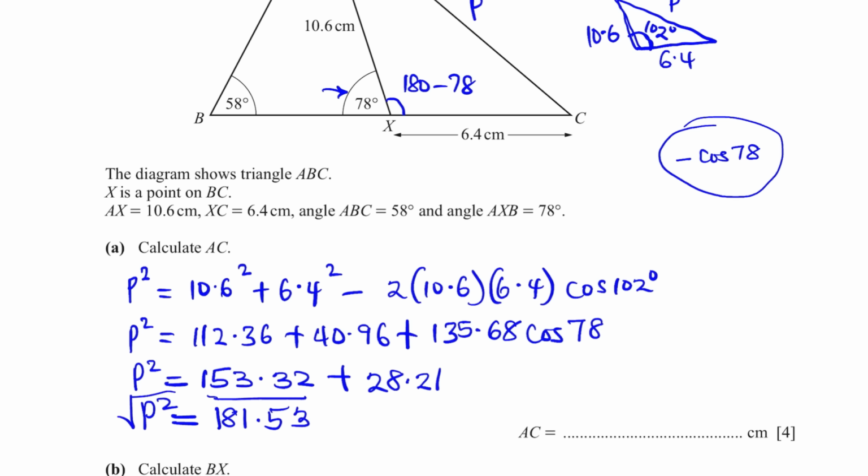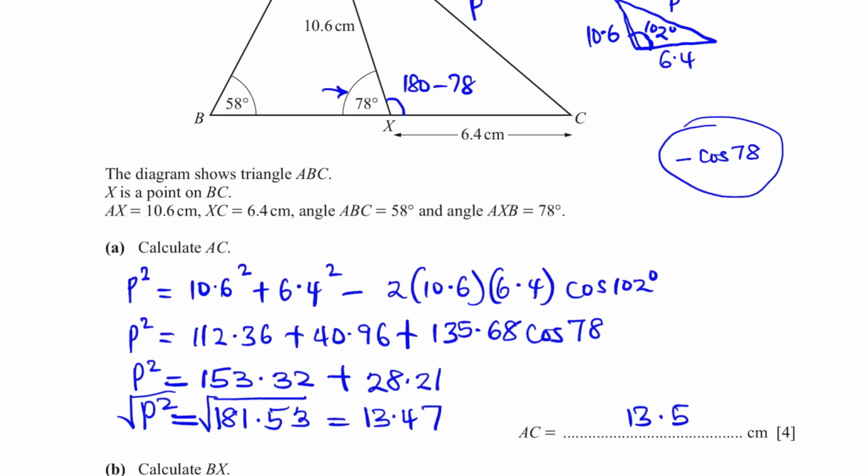So remember, P is the same thing as AC, and the square root of 181.53 is 13.47. So here we get 13.47, which can also be written as 13.5 to three significant figures. So that solves the very first problem.